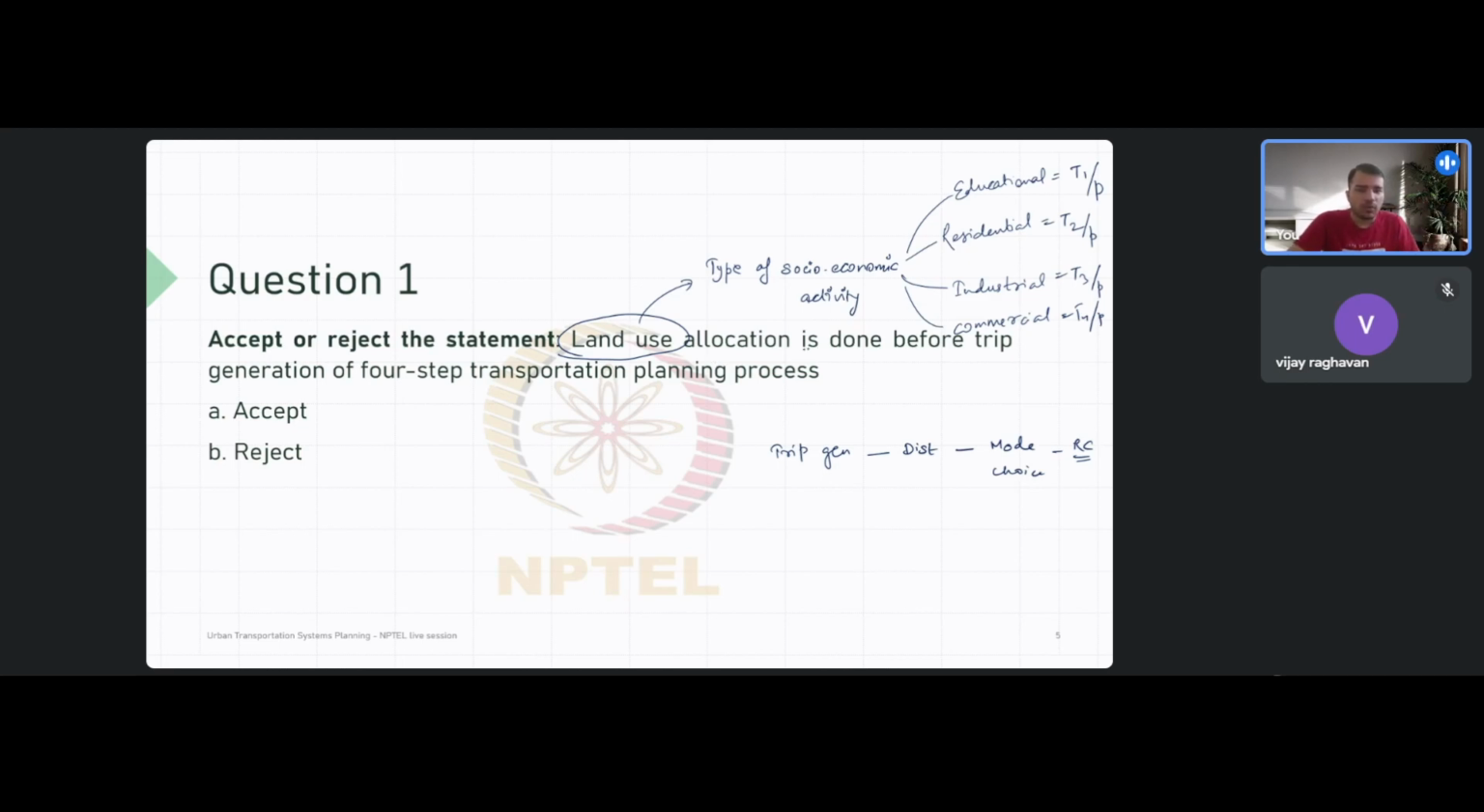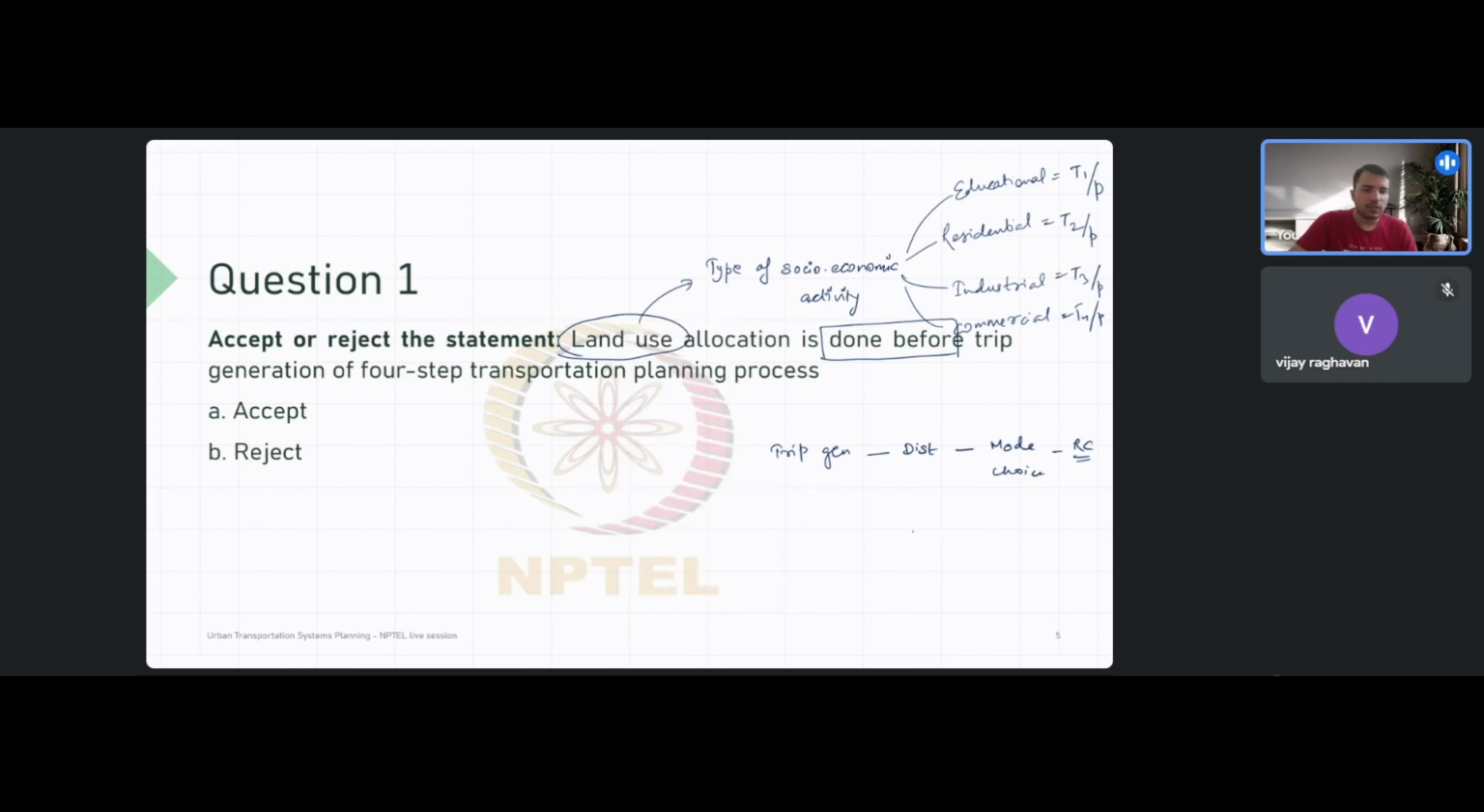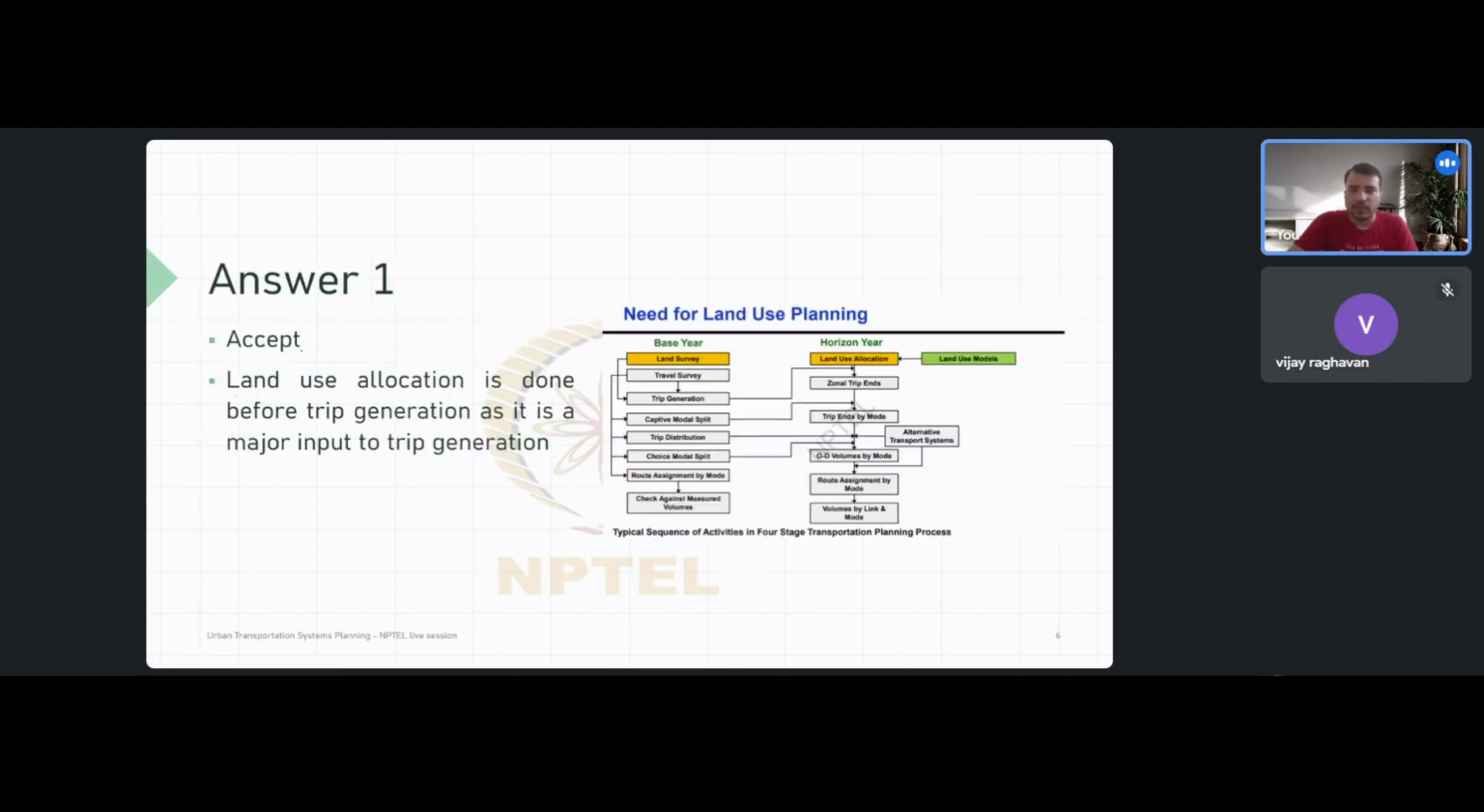Then only we can start with the trip generation process. So when we talk about land use allocation, it is done before the trip generation of the four-step transportation planning process. So once we have the land use, then only we can start with the transportation planning process. So the answer here is option A, accept. Land use allocation is done before the trip generation, as it is a major input to trip generation, because we need the data of this for trip generation.